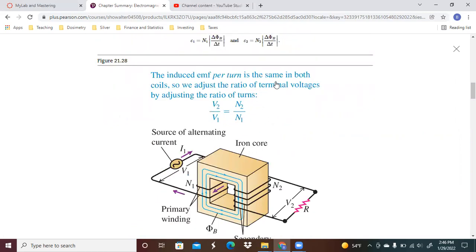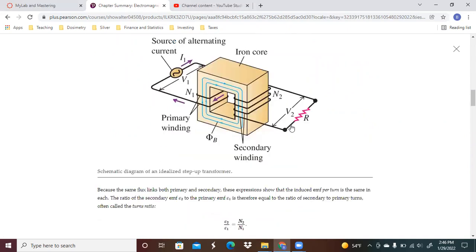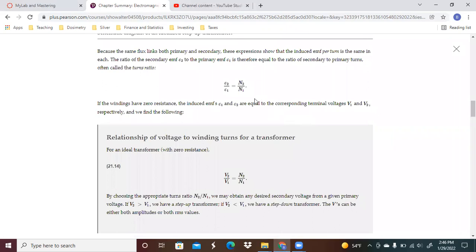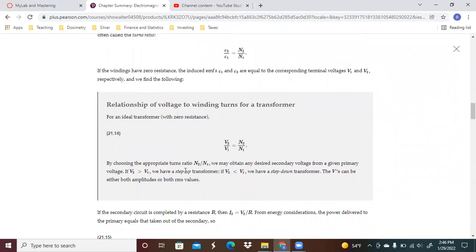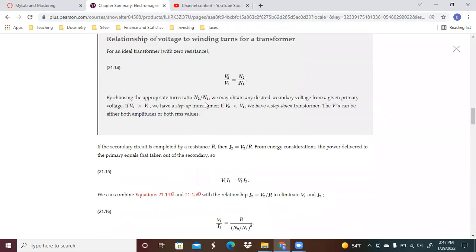The induced EMF per turn is the same in both, so we adjust the ratio of the terminal voltages by adjusting the ratio of the turns. If the windings have zero resistance, the induced EMFs are equal to the corresponding terminal voltages, and we find the following. Basically this. So by choosing the appropriate turns ratio, we may obtain any desired secondary voltage from a given primary voltage. So if we end up with more voltage than what we started with, we've got a step up. If we have less than what we started with, we have a step down.